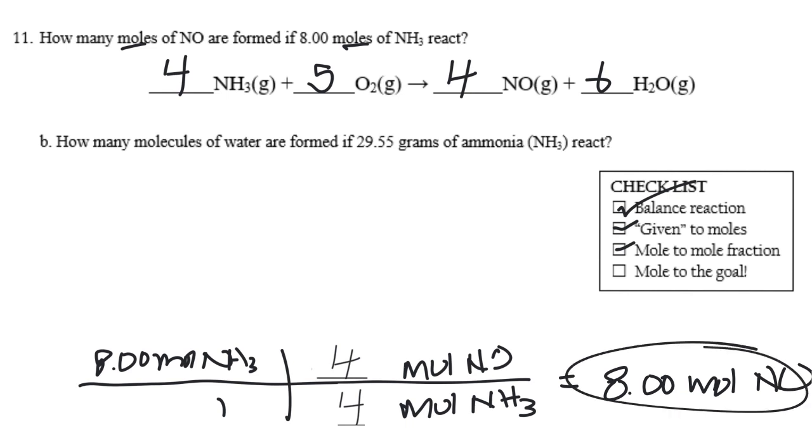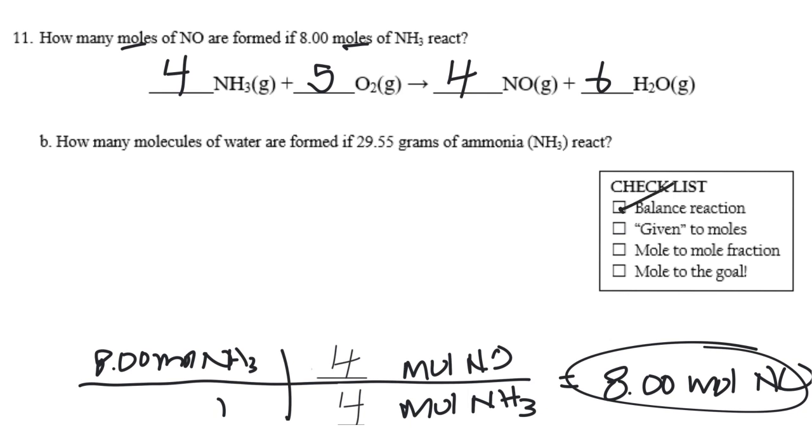Beautiful. Now for B, it says how many molecules of water are formed if 29.95 grams of ammonia react. So we want to get to molecules from grams. Mole is not mentioned, so I'm going to need 3 conversions. So we'll just use our checklist and we'll start from the beginning again.